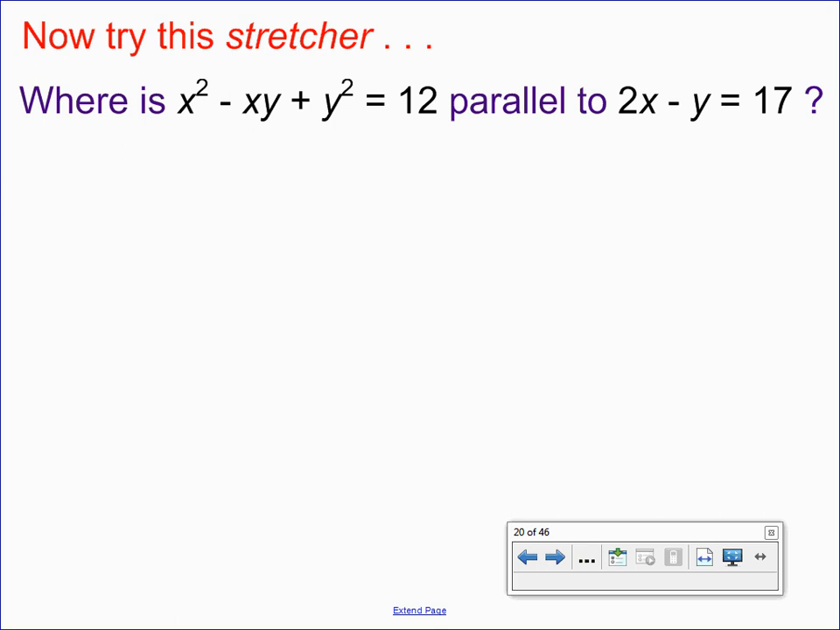Right, so there's an extra step here. So let's go ahead and see if you and your partner can figure that out, using what we know about implicit differentiation and slopes.